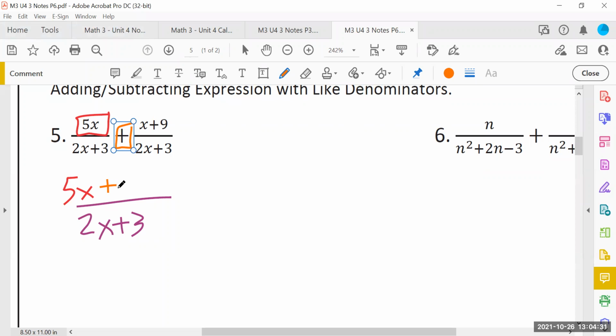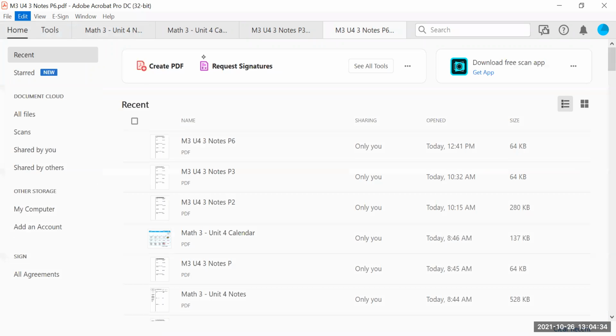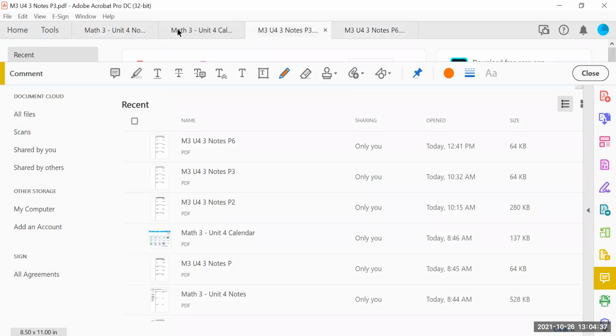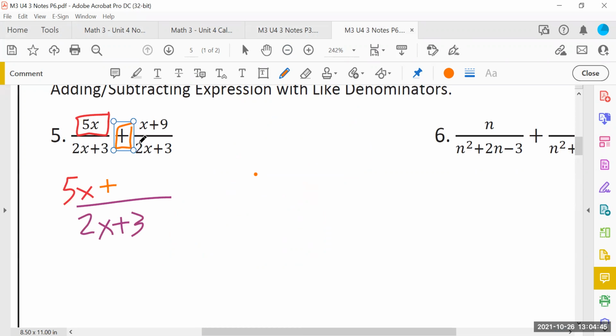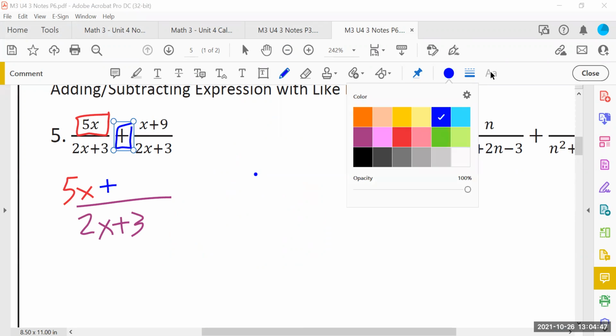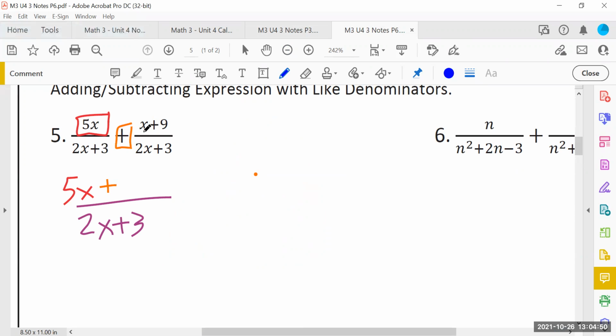Plus the top of the second one, x plus 9. Now, I am going to put that x plus 9 in parentheses. Here, it doesn't actually matter. But for subtraction, that parenthesis is going to be super important. For addition, it doesn't matter, but I'm going to put it there just as a reminder.